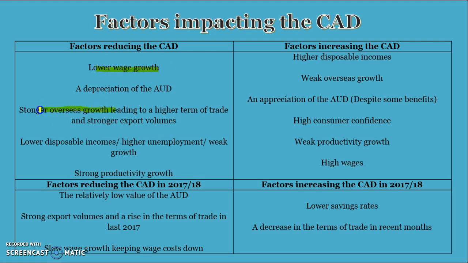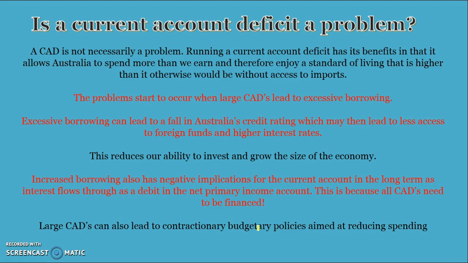stronger overseas growth is always good for reducing the CAD. Lower disposable incomes, because we don't have as much money to spend, so we don't import as much. Strong productivity growth always makes us more competitive. In terms of right now, the main factors lowering the CAD is the relatively low Australian dollar, strong export volumes, and low wage growth, whereas the factors increasing the CAD are the lower savings rates and the decrease in the terms of trade in recent months.